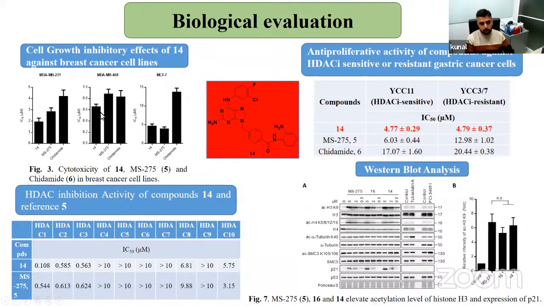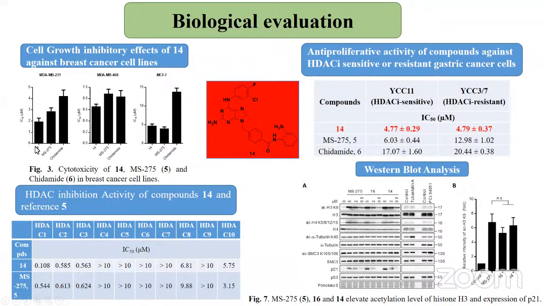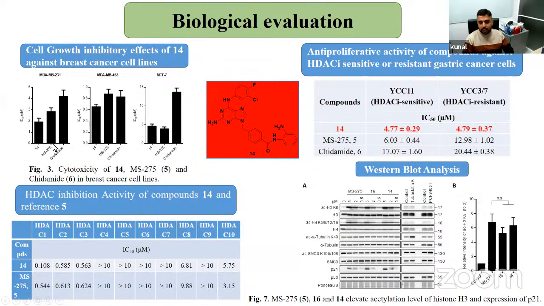If you just look at this graph, you can easily figure out that the IC50 of compound 14 is lower than MS275. Now, this is an indication that the lead modification is going in the right direction, because the lead was MS275. Though our aim was to reduce the flexibility of the compound, in doing so we could also identify a compound which was more potent than MS275. So we modified our lead and had something in hand which was more potent than the lead. So this was like a game. We were going great guns in this context.